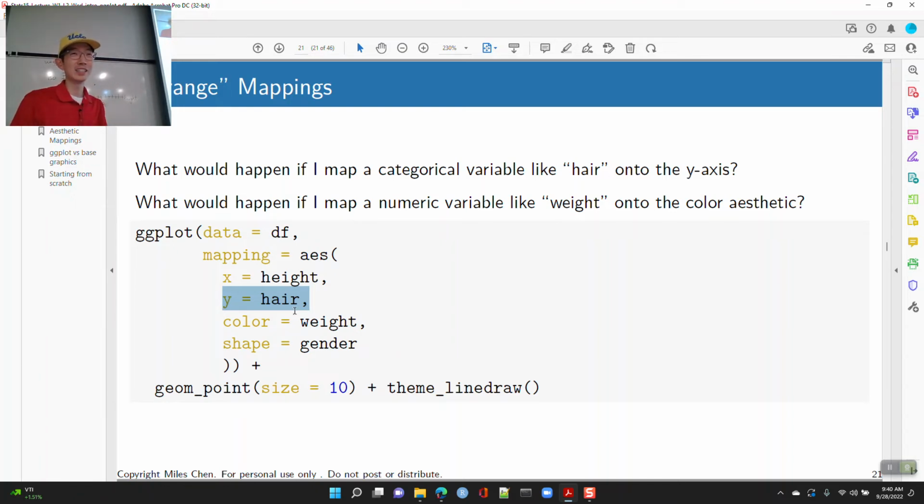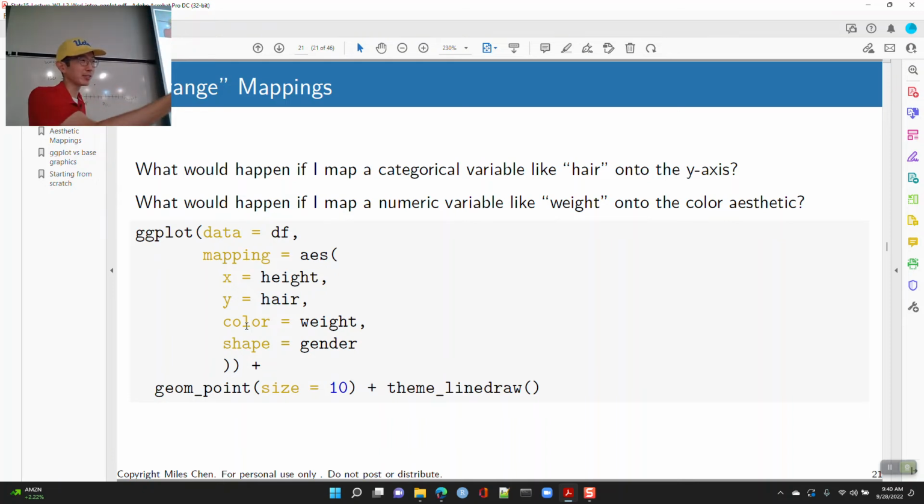Would it just be like a graph with 3 tick marks? Like the y-axis just has 3 tick marks: black, blonde, and brown, maybe. Okay. And then here I put weight, and I said color. Is that possible? Am I allowed to do this?